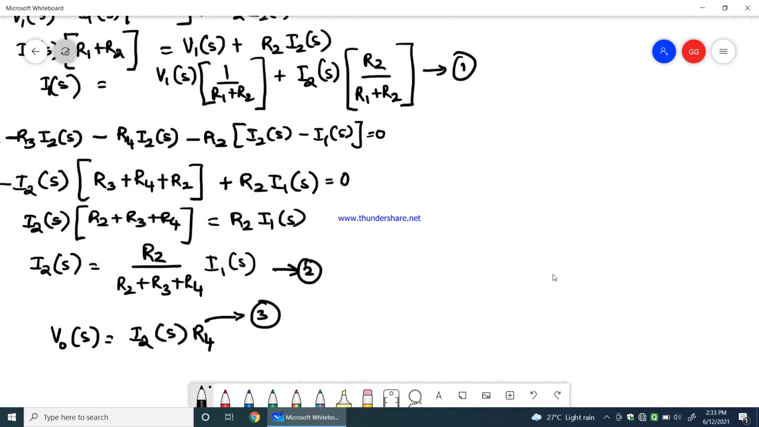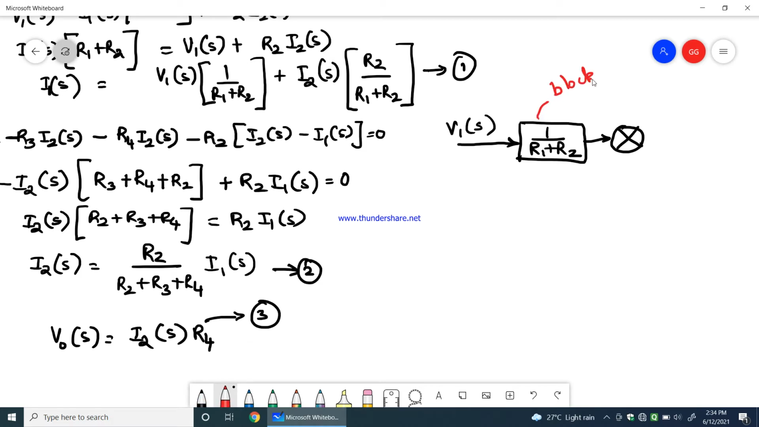So first equation is what? I1 of S equals V1 of S. It is the summation of the V1 of S term plus the I2 of S term. Therefore I'll take V1 of S and multiply it with the block. So it is a multiplication. When some parameter moves through the block, it is multiplied. Multiply that block with 1 over R1 plus R2. And then I'll add that block. So this is the summing point. We call it the summing point. So these are the blocks and this is the summing point.